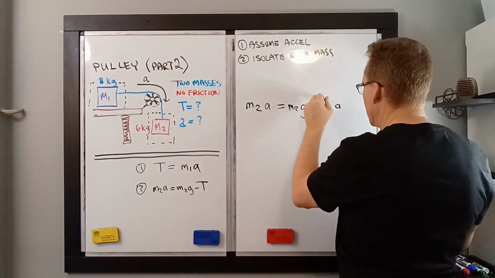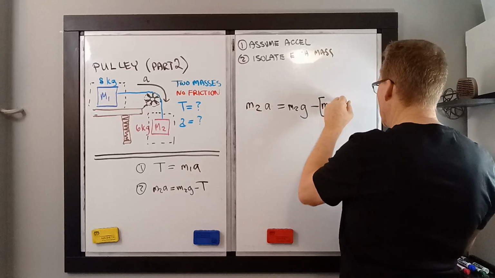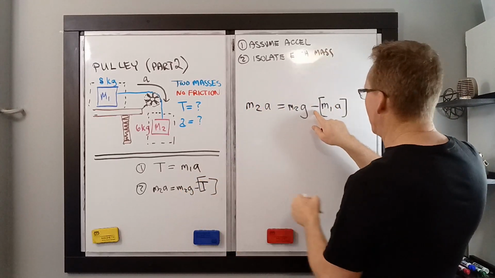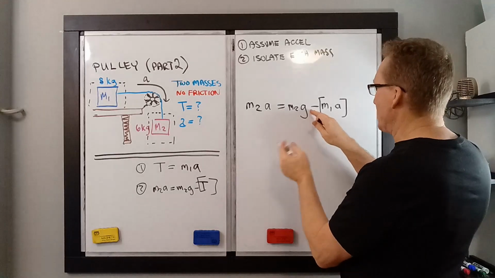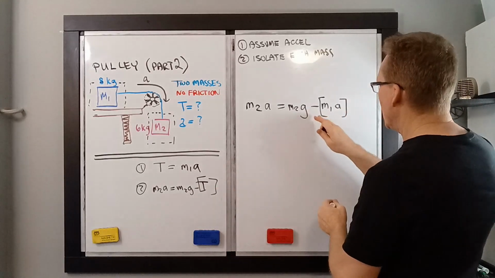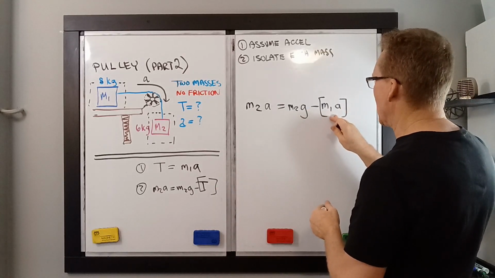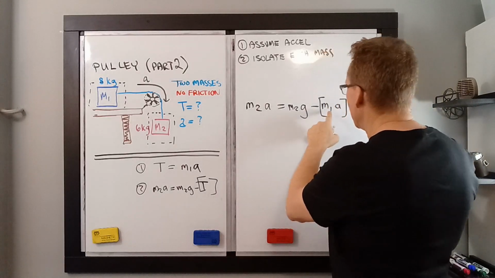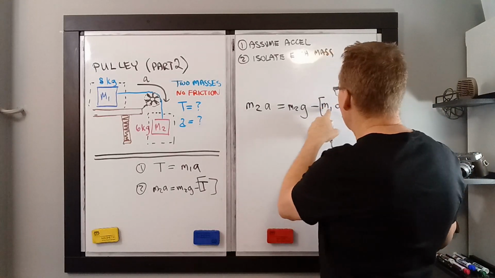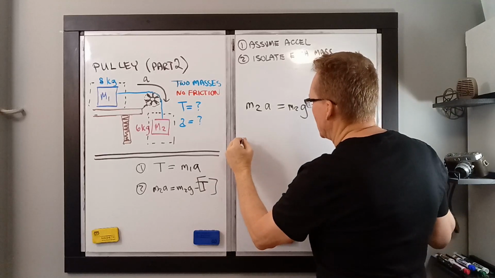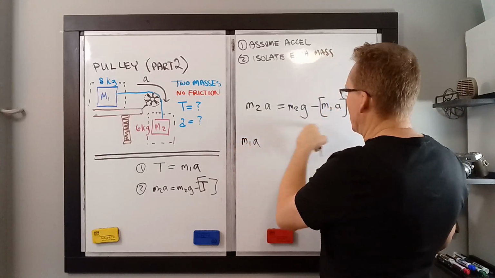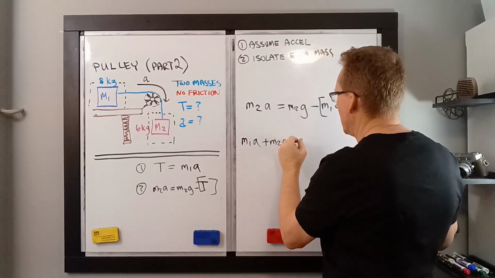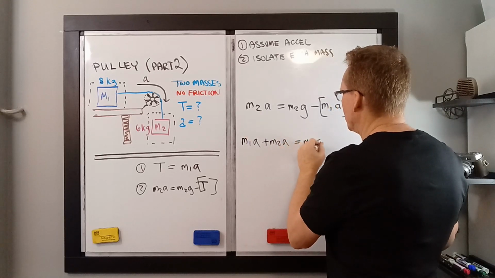Now don't forget, this here is this here. So we have to put the minus sign in front. A common mistake that we make is we forget to put that minus sign in there. Once you have it, you of course don't need these fancy brackets. Now what we can do is take everything with an acceleration and put it on that side. I'm going to put this one first because it's m1. m1 times acceleration on this side plus m2 times acceleration, that's this one, is equal to m2g.